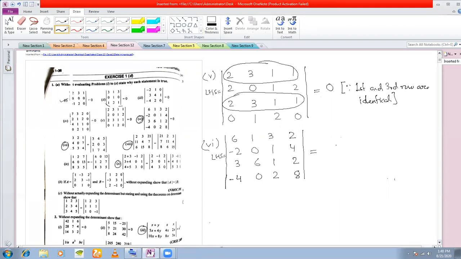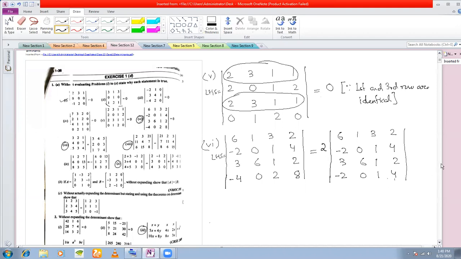Why second and fourth row? Only from the fourth row. So from the fourth row, if you take out the HCF 2, what are you left with? Both rows will become identical. 6, 1, 3, 2, and this will be minus 2, 0, 1, 4. This will remain as it is, 3, 6, 1, 2. And this will be minus 2, 0, 1, 4.